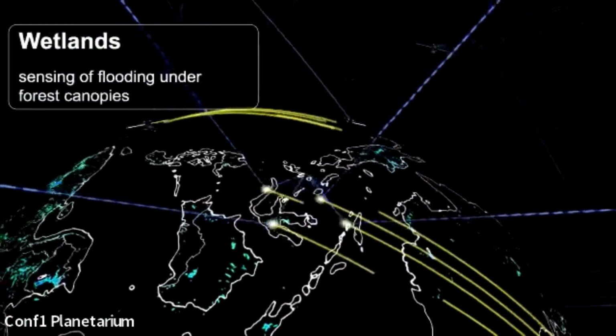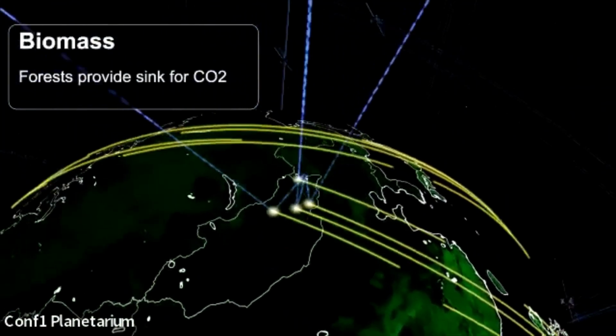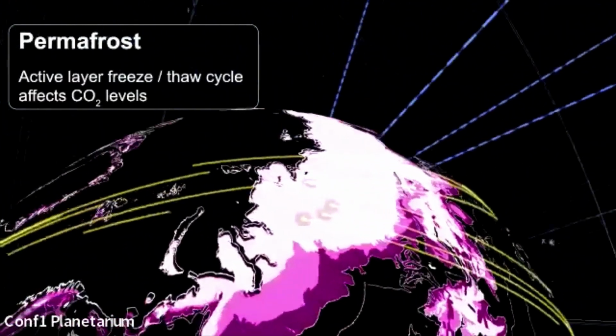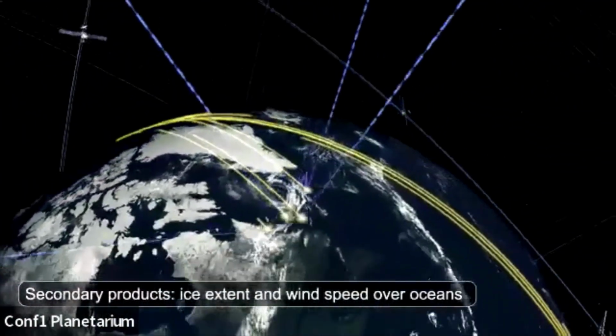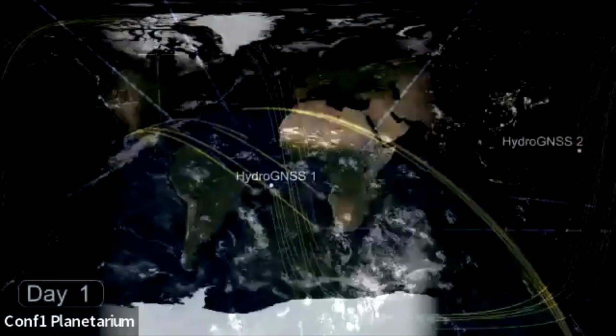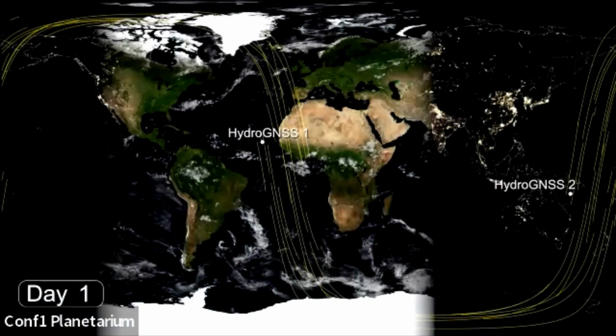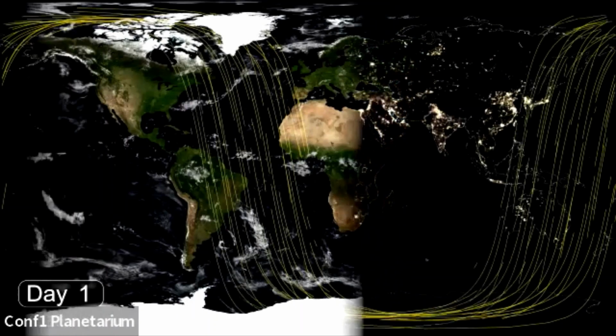So we're targeting soil moisture and wetlands, the biomass, and we're targeting freeze thaw, particularly over permafrost. And we have secondary products over the ocean and ice extent, so we can measure wind speed and ice coverage and concentration. So with two satellites, in our original proposal, we proposed two satellites. The coverage builds up. It's a quasi-random thing because it's dependent on the location of two satellites. But over 15 days, we cover the whole globe with two satellites.